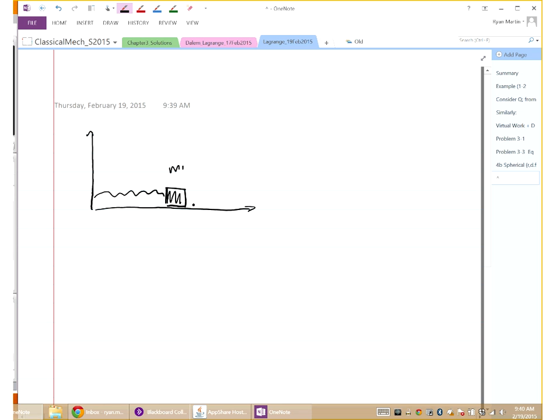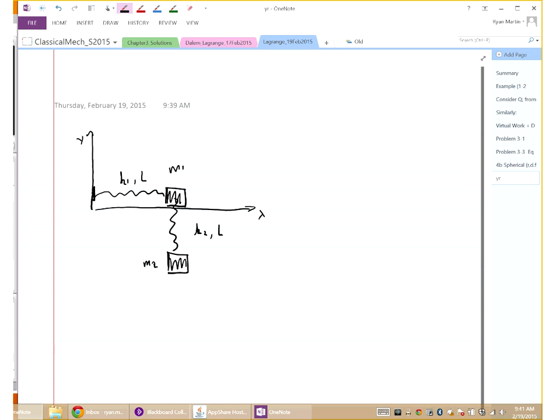So you have a mass m1 that can slide along the x-axis, and then you have a mass m2 that's attached by a spring to mass m1. The springs have individual spring constants. So the second spring has a spring constant K2 and a rest length of L, whereas the first spring has a spring constant of K1 and a rest length of L. So the same rest length but different spring constants.